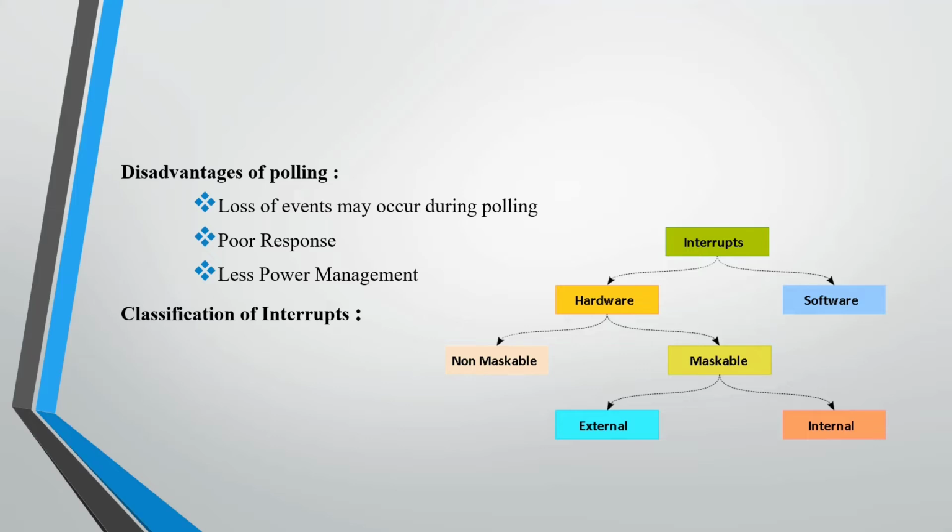Interrupts are classified into several types. They are hardware and software. Again, hardware interrupts are classified into non-maskable and maskable interrupts.